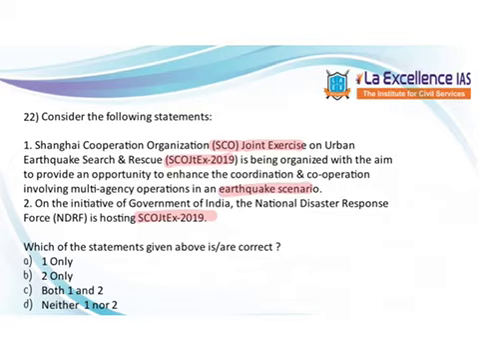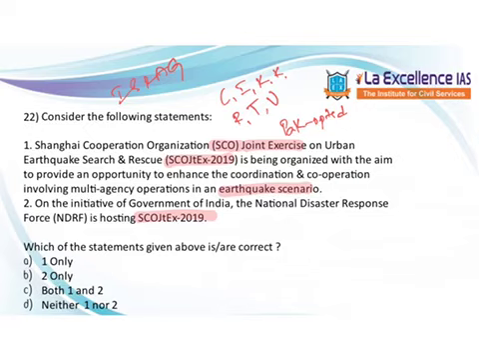See, this operation is a 4-day simulation exercise that will be conducted as per the guidelines of the International Search and Rescue Advisory Group methodologies. Okay, and who are the participating countries? It is China, India, Kazakhstan, Kyrgyzstan, Russia, Tajikistan and Uzbekistan. Here, Pakistan has opted out and will not be participating in this joint exercise. So the answer is both 1 and 2, that is C.